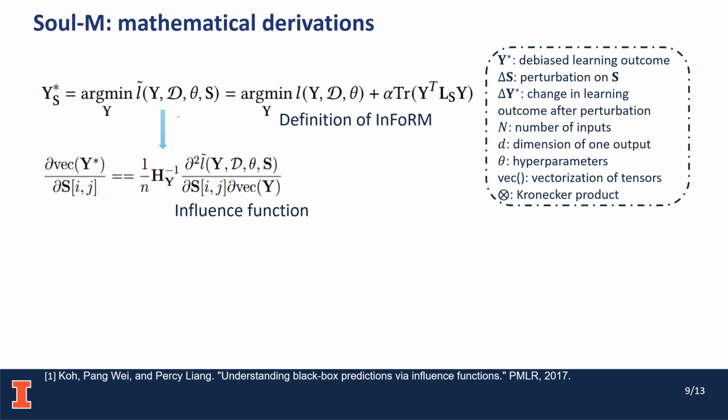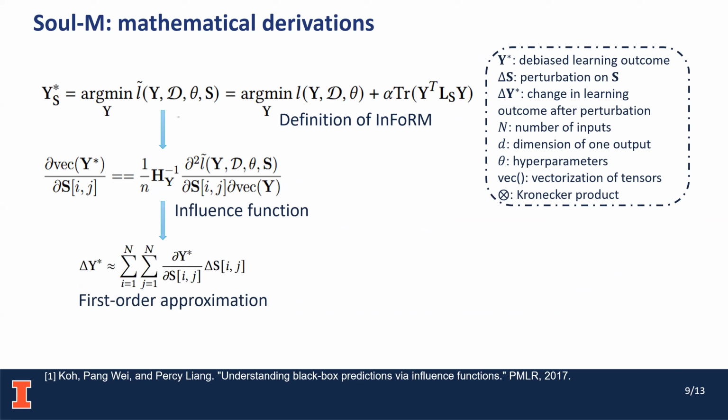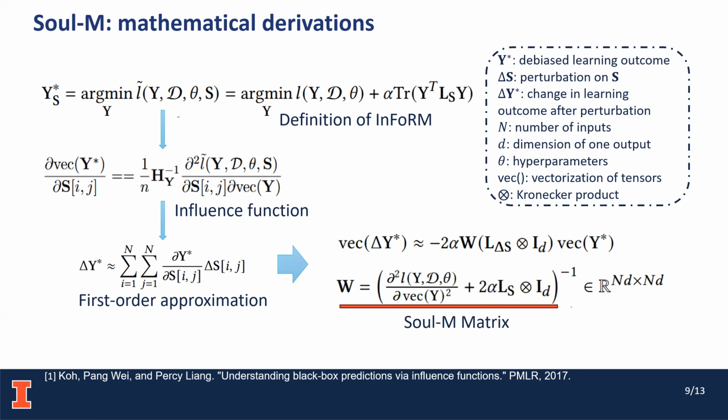So let's start with the mathematical derivations for deriving the change in the model outputs. Here's the outline for the whole derivation process. First of all, we are going to use the influence function to calculate the gradient of the outputs with respect to the similarities. Then we will plug it into the first order approximation equation. And finally, we are going to get a formula as shown on the right side.